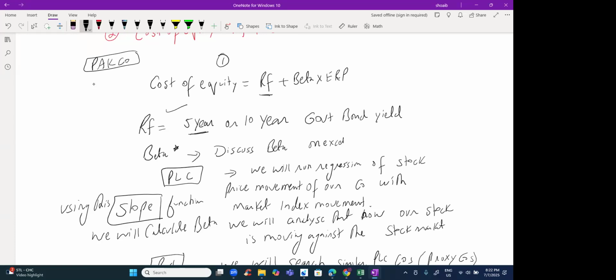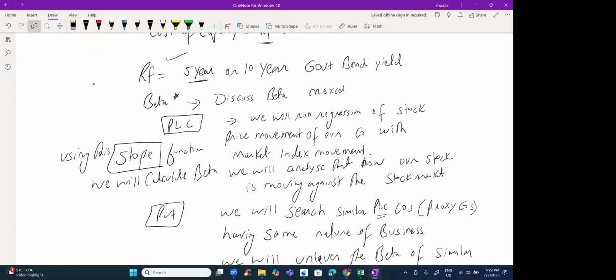Okay, sir. Beta. If it's a public listed company, then you have to make a table. You will take your stock movement and the stock market movement and run the regression. It is called regression. And using the slope function of Excel, you will calculate the actual beta. By the way, many websites are also available to calculate this, but you can also do it on Excel.